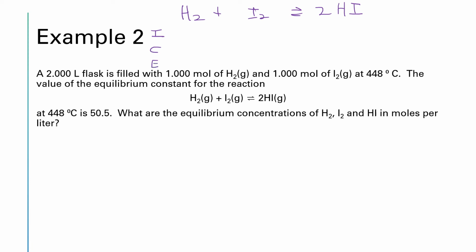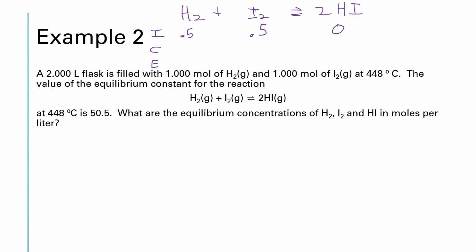We can't use the numbers given straight off because they are moles and we need to have molarity in our K expression. So we're going to have to divide through by the volume of the flask. So 1 mole divided by a 2-liter flask gives us 1/2, or a half mole per liter, and that's for the hydrogen. Ditto for the iodine. It's 1 mole in a 2-liter flask, or 0.5 moles per liter. And initially it doesn't say anything about the HI, so we don't have any of it present.